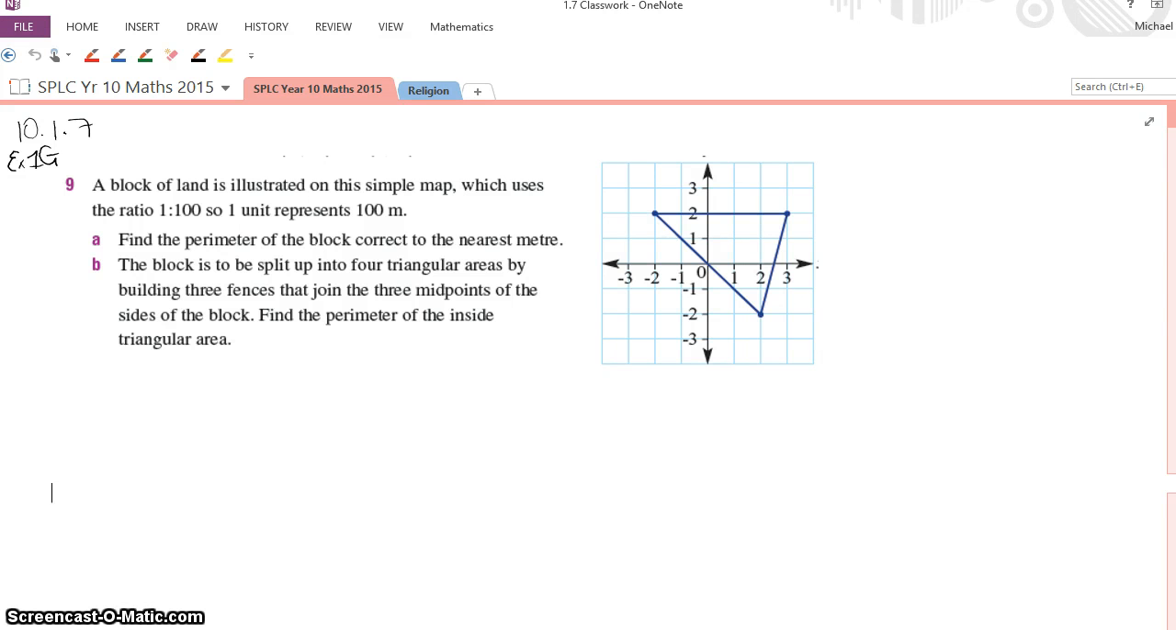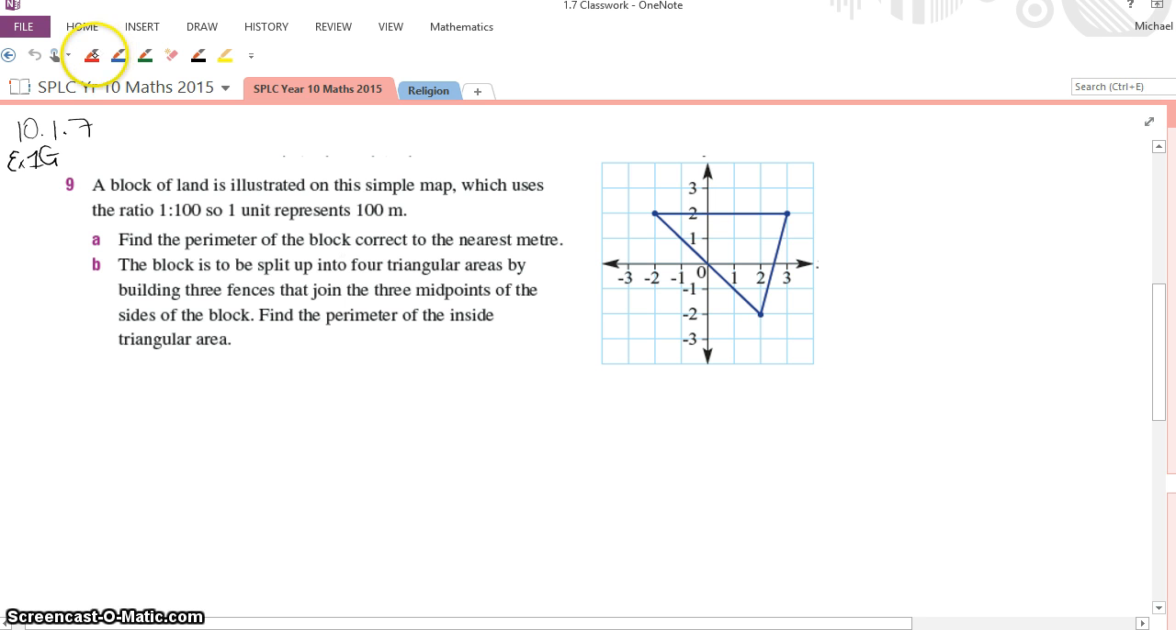Alright, so this is for section 10.1.7, exercise 1G, question 9. A block of land is illustrated on this simple map, and the ratio is 1:100, so 1 unit is 100 metres. I'm not sure if that's the correct way to write the ratio, but let's move on anyway. 1 unit represents 100 metres, we can work with that. Find the perimeter of the block to the nearest metre.